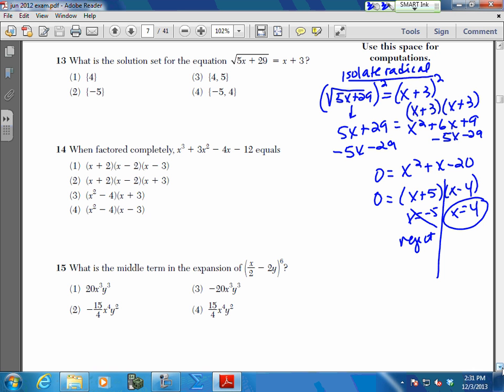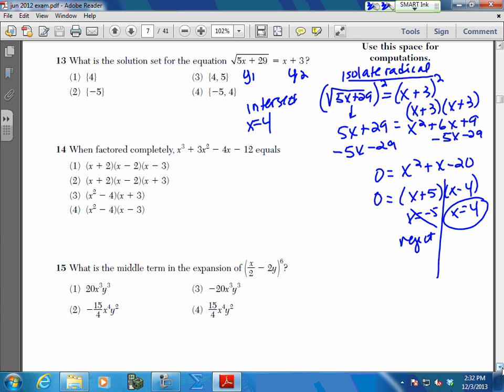Another nice way to do this, besides plugging them all in, is putting this in your y1, putting this in your y2, graphing, and look where they intersect. They will intersect when x is 4. That's an easy way to do this if you don't want to work the whole thing out.